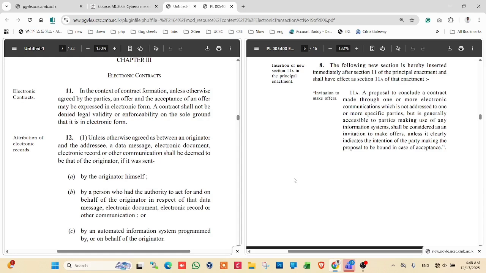Okay, so let's look at 11 first, and we'll look at 11 and stop here almost at the end of time. So in the context of contract information, unless otherwise agreed by parties, an offer and acceptance. So now we know what offer is, we know what acceptance is. Acceptance and offer may be expressed in electronic form. So that means if it is said it has to be in a written form or whatever, you can't go against that. Right? That is what it says.